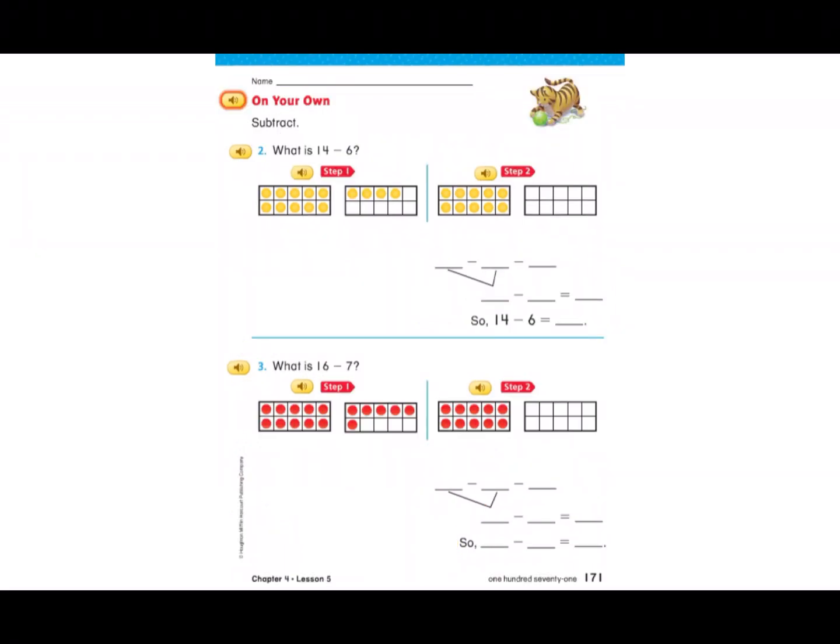So let's look at number 2 on our next page, on page 171. What is 14 minus 6? So let's look. 14 minus 6. The first thing we need to do is write 14 minus 4. So we already have taken away 4. How many more do we need to take away to make sure we take 6? 2. Good job. So our first problem should say 14 minus 4 minus 2.